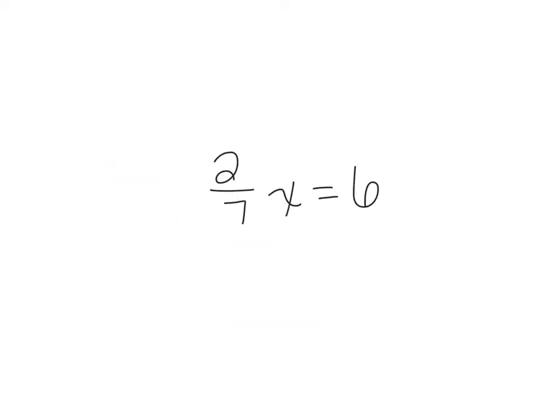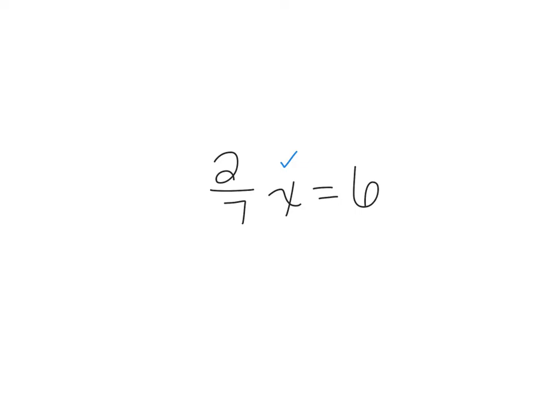Okay, 6th graders, now let's try one with a fraction in it. Right now I have 2/7 times x equals 6, and I want to get this x by itself. So right now I have 2/7 times x. What I want to do to get that x by itself is to divide both sides by 2/7.